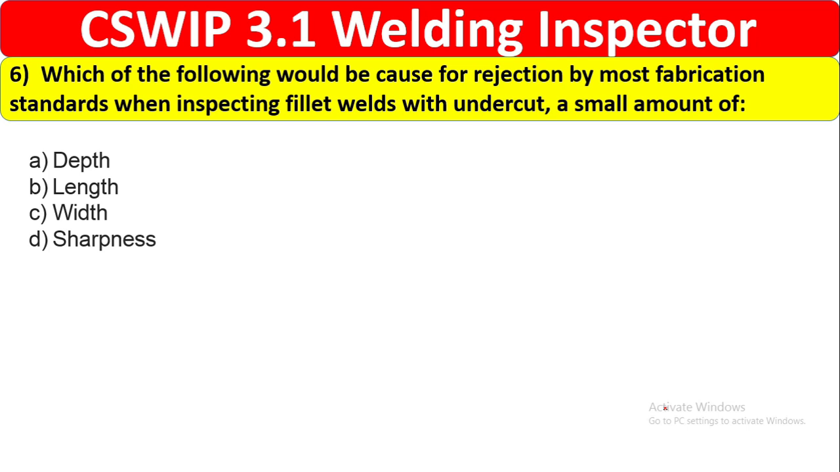Depth can be accepted because there is acceptance criteria. In length also there is acceptance criteria, in width also acceptance criteria. So these three things are not the correct answer. But sharpness, if there is sharpness in the undercut, what will happen? That area will have stress concentration. So sharpness should not be there in any undercut.